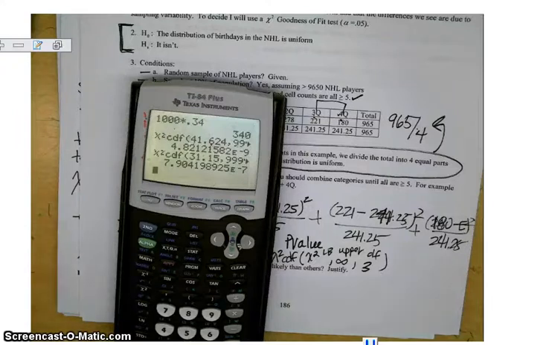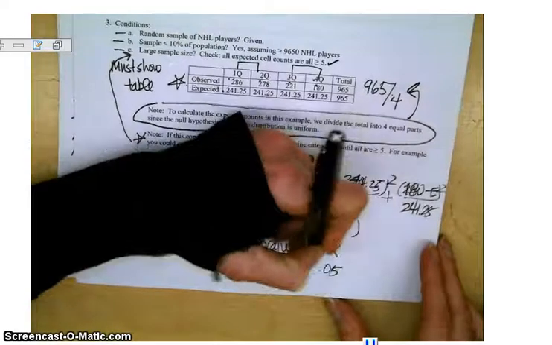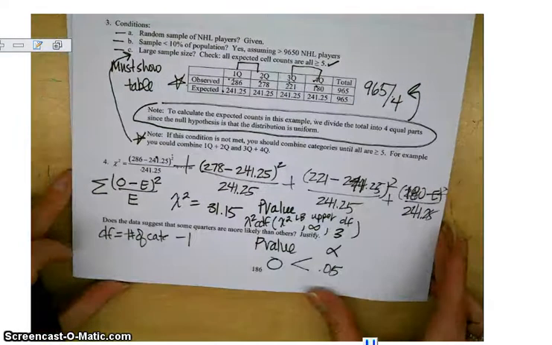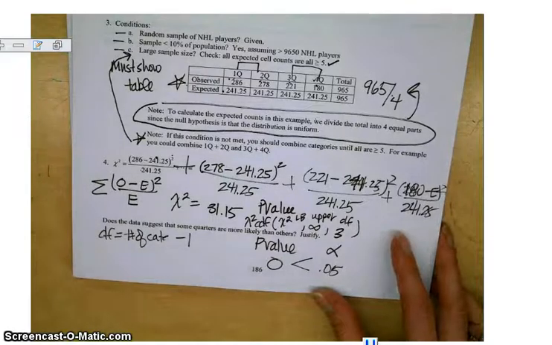Anytime you've got zeros within the first 4 decimal places, you can pretty much say that your p-value is 0. Compare that to your alpha level of 0.05, and it's less than, so what are you going to do? Tyler, what are you going to do? Reject the null. Very good.